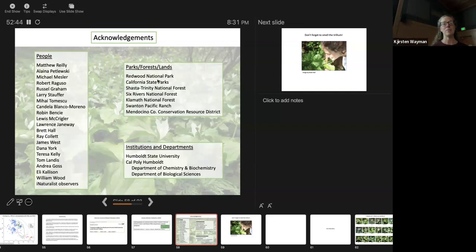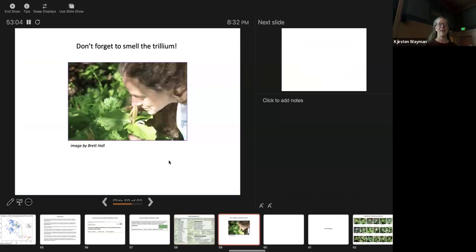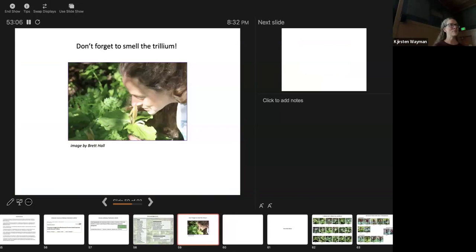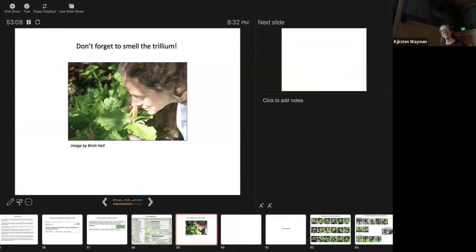Lots of parks and forests and lands where I sampled specimens, lots that aren't mentioned here where I didn't necessarily have permission, but you've got to take that opportunity when it's there, because you never know if they're going to bloom the next year. And then, of course, all this research was carried out at Cal Poly Humboldt, formerly Humboldt State University.